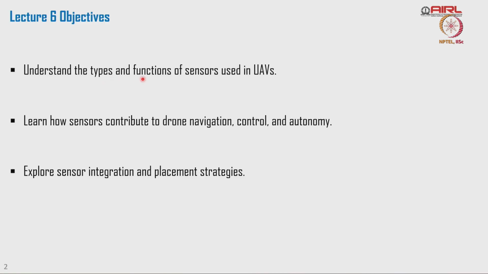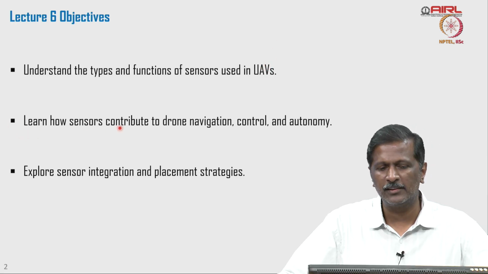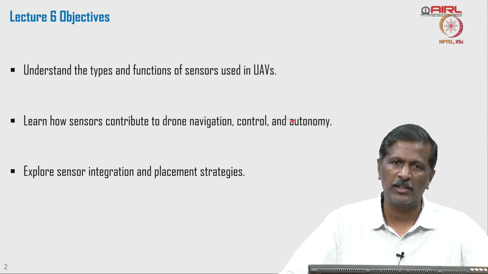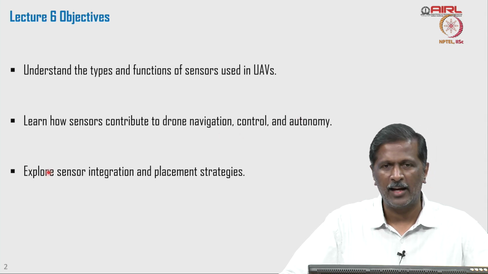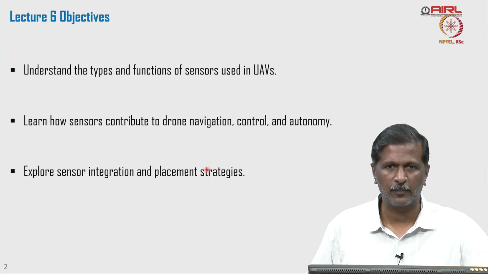What is the Lecture 6 objective? You will be understanding different types of sensors and their functions as used in a UAV. UAV here I mean a drone which is a multi-rotor system. Learn how these sensors contribute to drone navigation, control as well as autonomy of the drone, and we will also explore how we do the sensor integration, where to place these sensors such that the measurements are much more accurate.